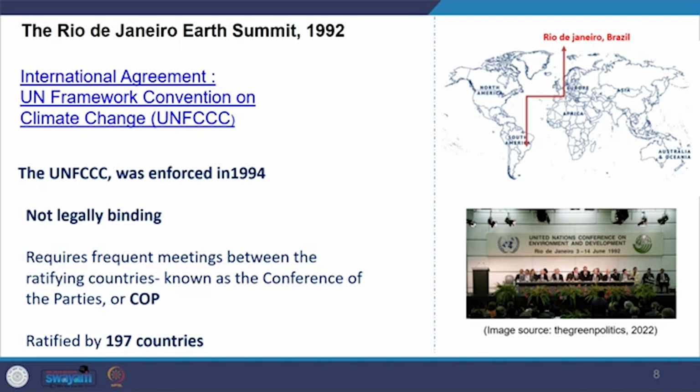It also required frequent meetings between the countries who signed, and the signatory countries are known as the Conference of Parties, or COP. As of 2019, as per the data available, it has been ratified by 197 countries, including the United States and India.